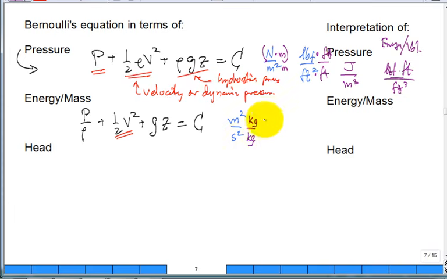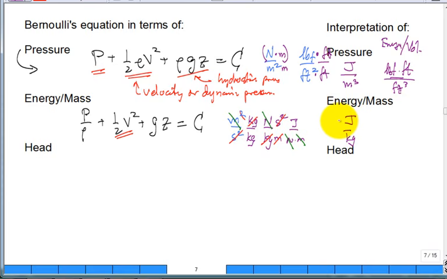So a Newton is a kilogram meter per second squared. Bye-bye that kilogram. Bye-bye those seconds squared. Bye-bye one of the meter. And then I multiply by another one, which is a joule is a Newton meter. Maybe I change color. Newton, bye-bye. Meter, bye-bye. What I end up with is joule per kilogram. Isn't that energy per unit mass? Bernoulli's equation can be written this way, and each term can be interpreted as energy per unit mass.